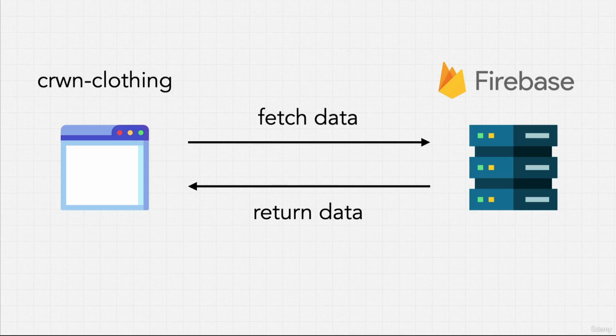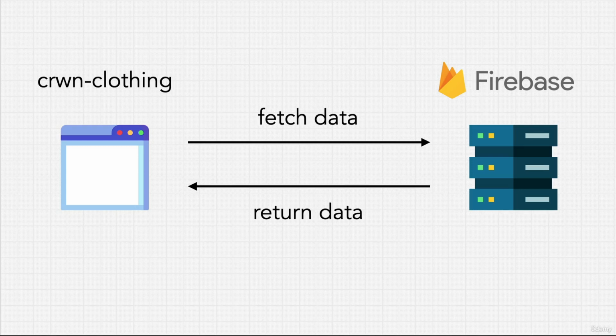This is going to be the same when you're trying to update some data, create some data, or delete some data. You're still going to send from Crown Clothing, your front end, that request to do that to the data to Firebase. Firebase will then perform the action and return something back, either the updated data or the created data, or even a confirmation that the data has been successfully deleted. This is the whole basis. It's very simple. You send a request, you get back a response. This is the interaction between a front end and Firebase.